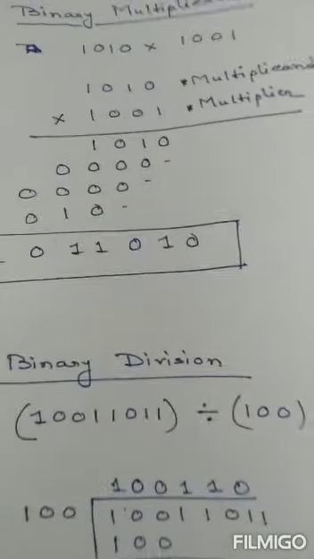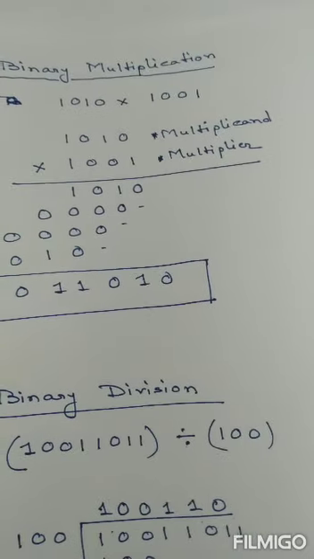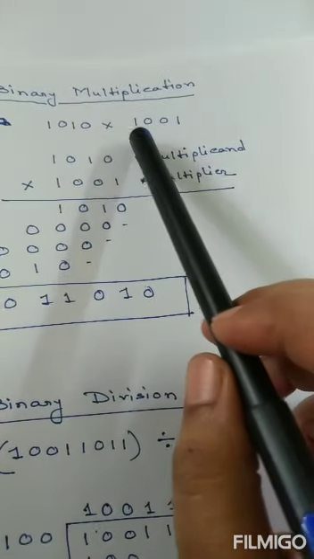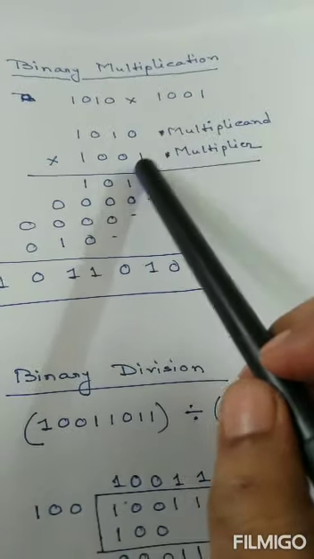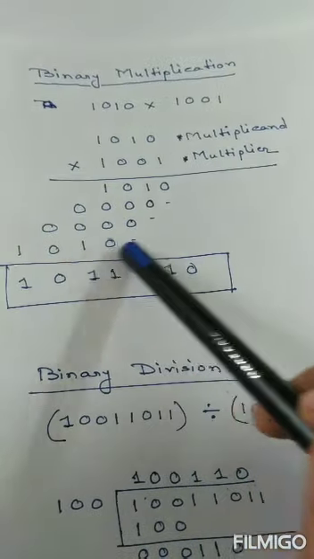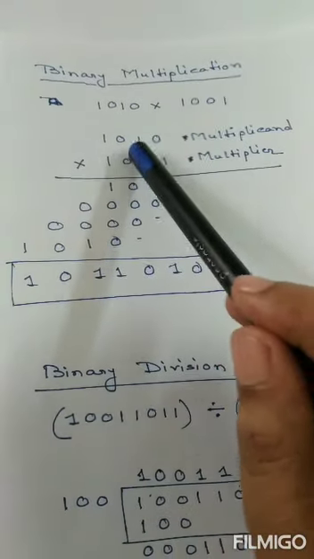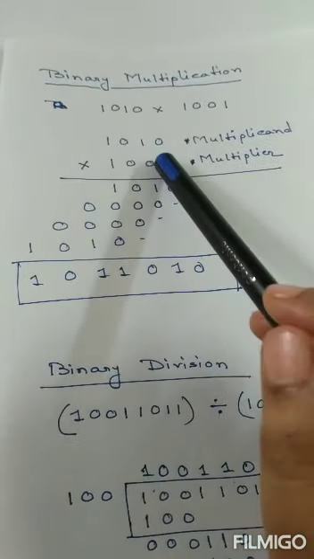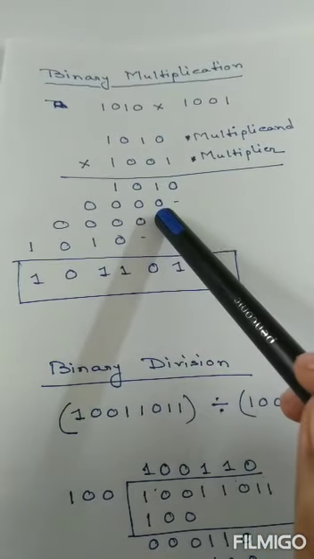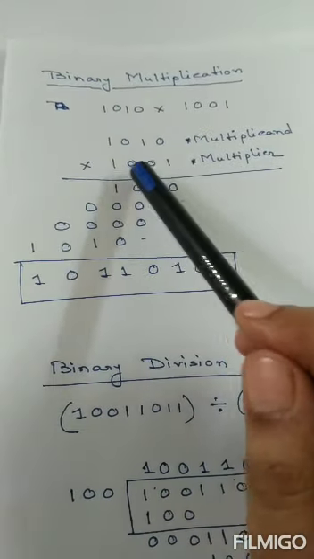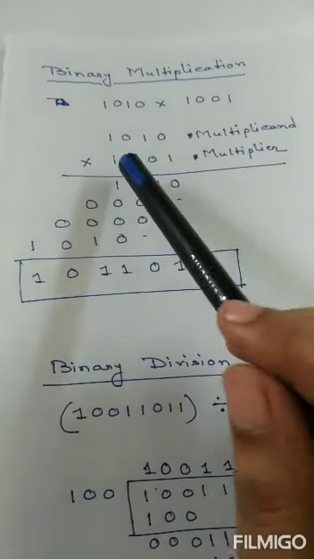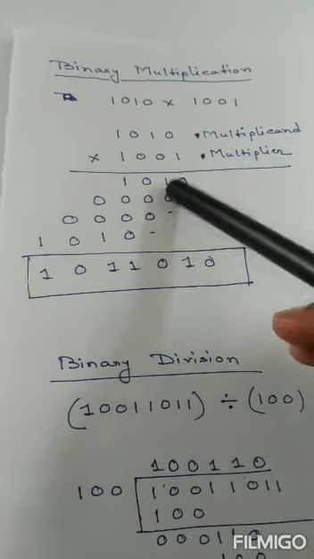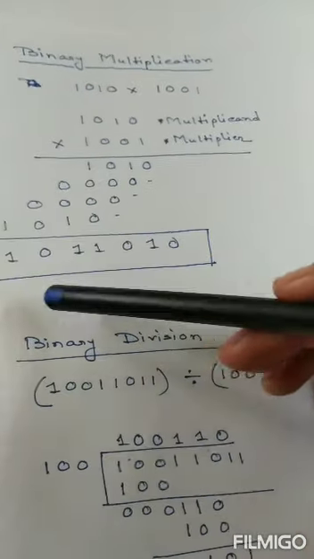Now, binary multiplication. Suppose the multiplicand is 1010 and the multiplier is 1001. So first do the multiplication. So that is 1010 into 1, that is 1010. Then 1010 into 0, that is 0000. Then 1010 into 0, that is 0000. Then 1010 into 1, that is 1010. And then add these numbers using binary arithmetic.